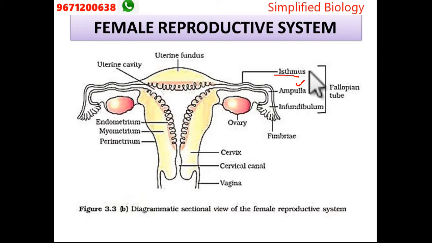We will go into detail after that. This makes a junction named the isthmus ampulla junction, where fertilization takes place especially. In the NEET exam, the examiner will ask several times where fertilization occurs, where the fusion of the male and female gametes takes place. That position is named the isthmus ampulla junction. Clear students? Very good.